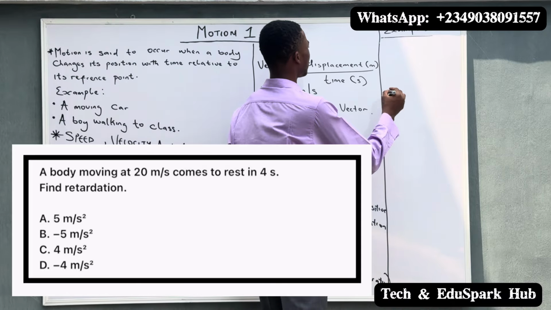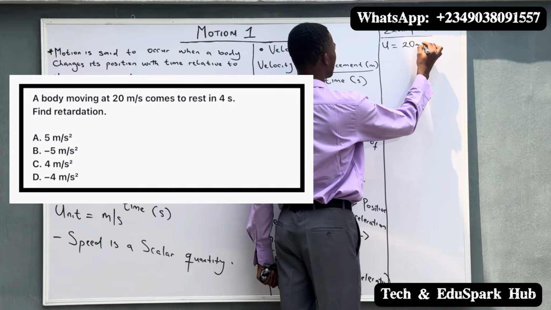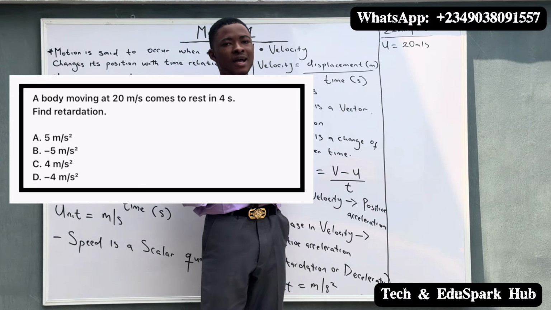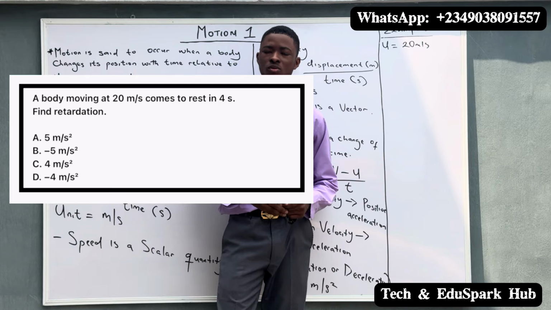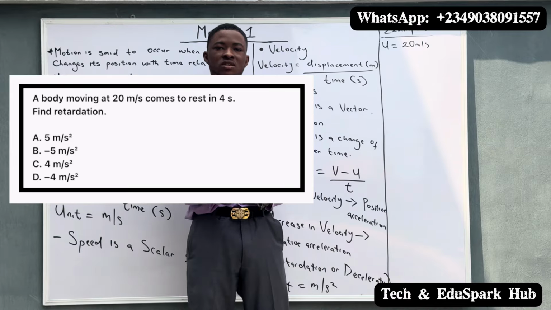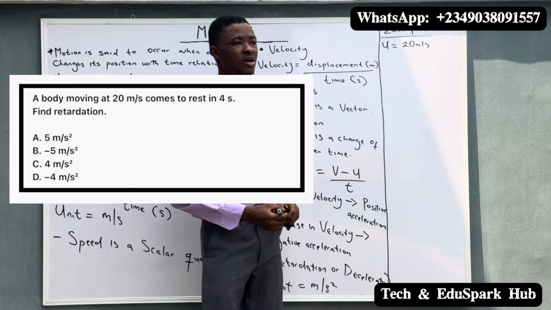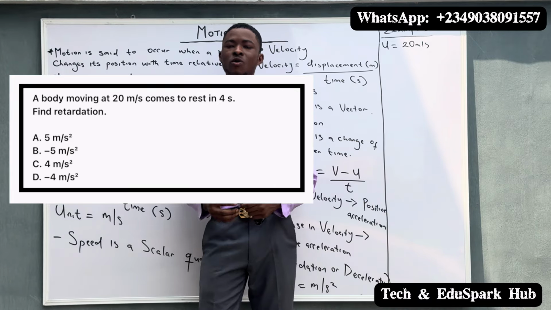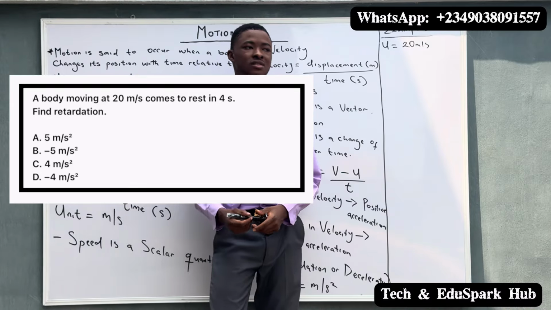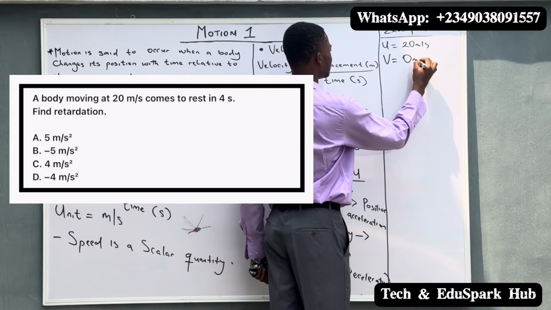So we are given our u. Our u will be equal to 20 meter per second. Why is our u equal to 20 meter per second? Because the body is still moving at that velocity. The body has not come to a rest yet, so it is still moving at an initial velocity of 20 meter per second. When the body comes to a rest, that will be our final velocity, because the body is now having a decrease in velocity. So our v will be given as the rest, which is 0 meter per second.